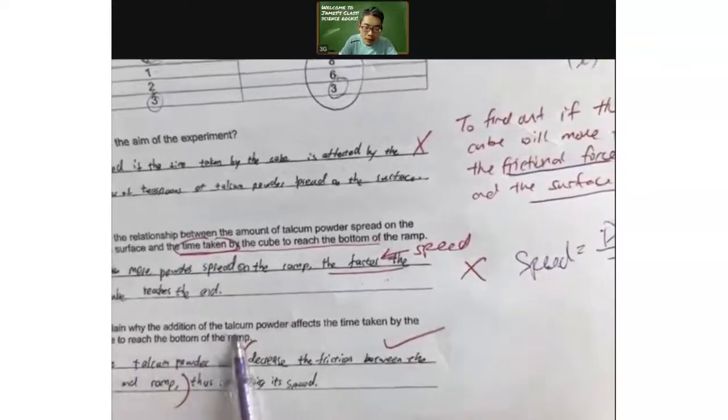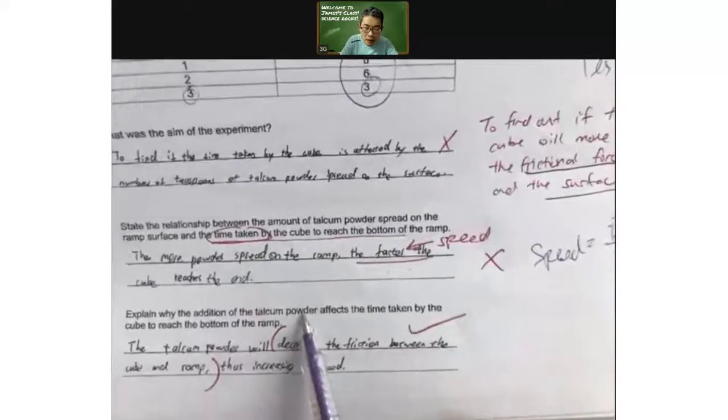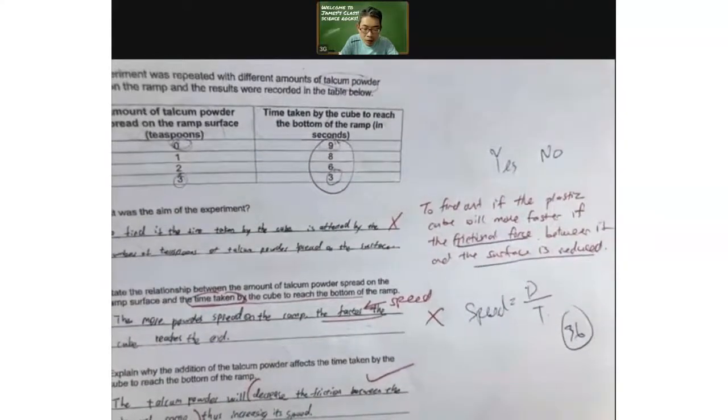Why the addition of the powder affects the time taken by the cube to reach the bottom of the ramp? Why the addition of the powder? Remember we talked about the why early on with this part? Because it decreases the frictional force, the friction between the cube and the ramp. Very good. Talk about the two surfaces.